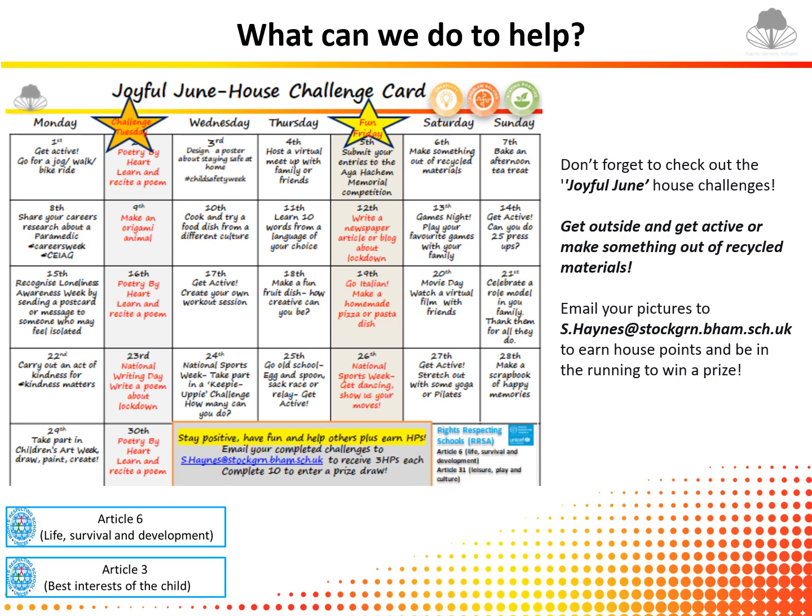So make sure you are trying to complete as many of these as you possibly can. There is 3 house points for every entry, and if you enter 10 over the course of a month, you'll be entered into a prize draw to win a prize when we eventually do get back to school. It's very, very exciting. Your pictures or your entries need to be emailed to Miss Haynes, and the email address is there.